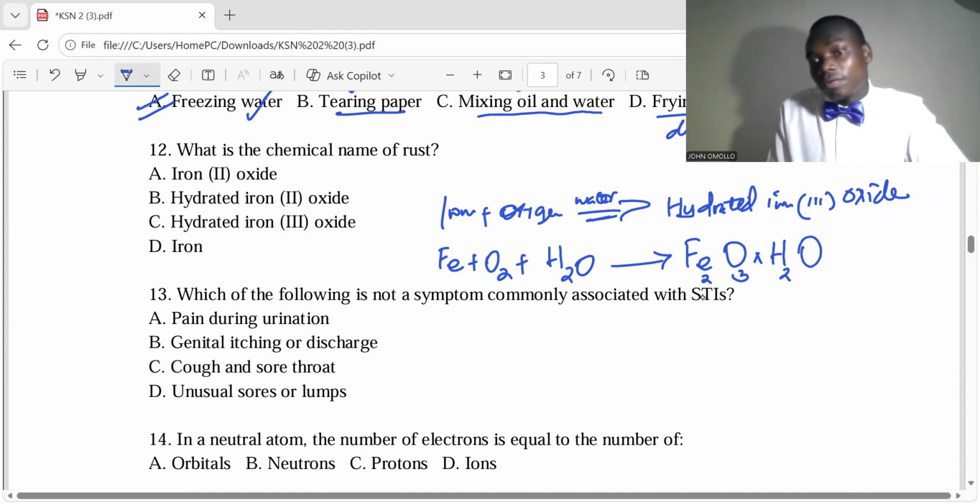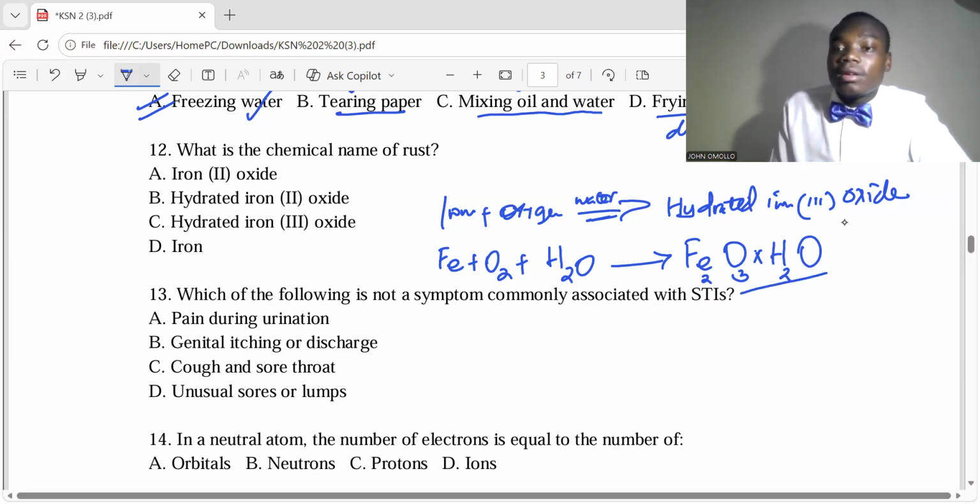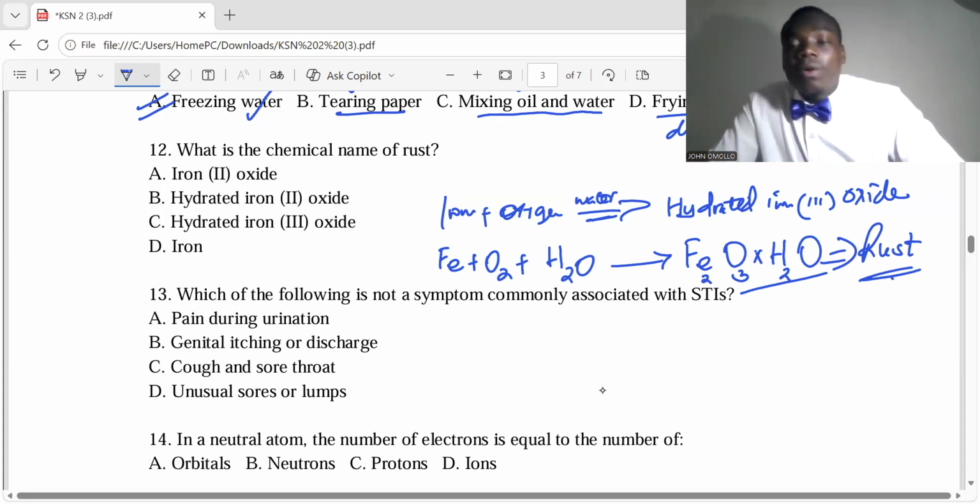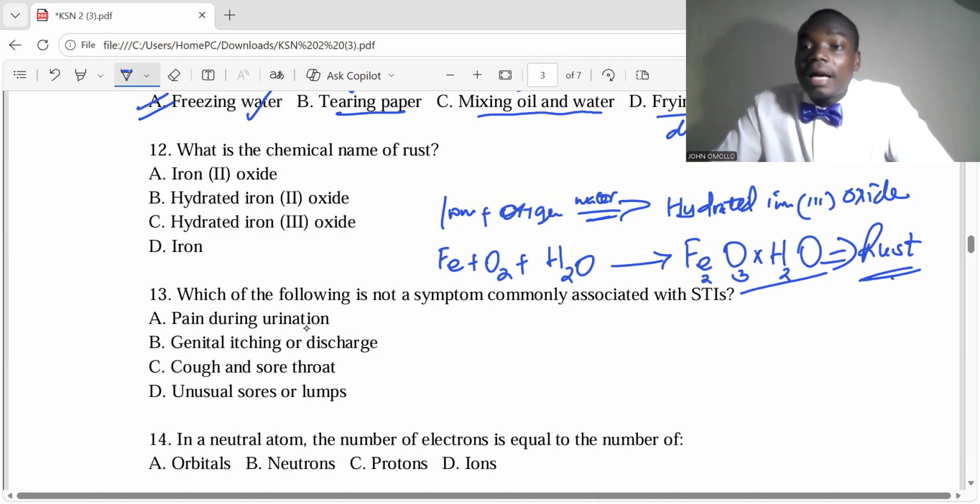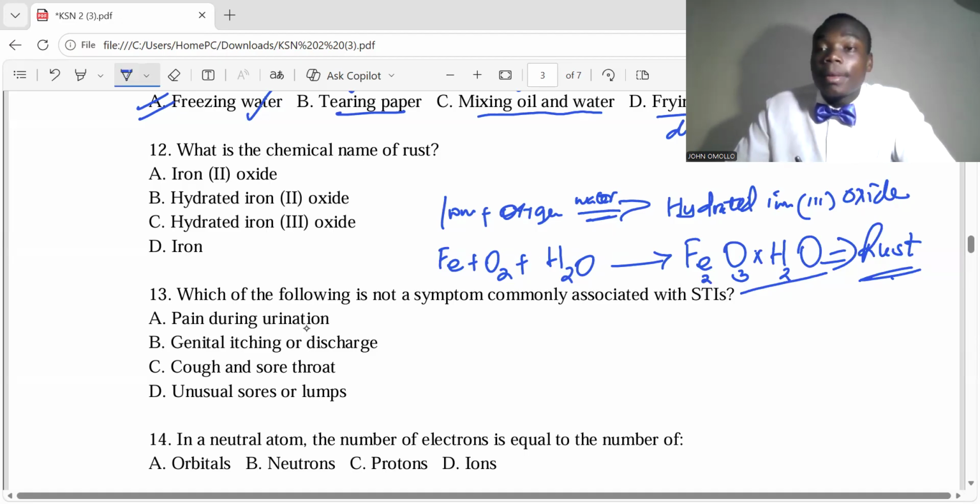We don't know the volume of water that will hydrate it. So that's why I'm putting some X there. So in this case, I'm going to have hydrated iron 3 oxide. So this hydrated iron 3 oxide is the chemical name for rust. So when you are asked the chemical name for rust, you're saying hydrated. There must be hydrated. Hydrated means it has some water. It has some elements of water. And anhydrous means it lacks water molecule. So get the difference between hydrated and anhydrous. Hydrated has some water molecules, anhydrous lacks water molecules.